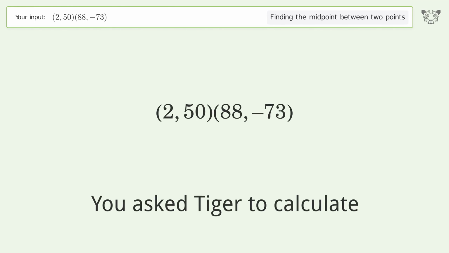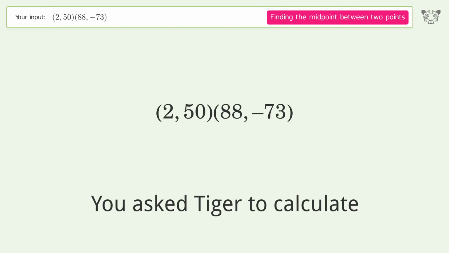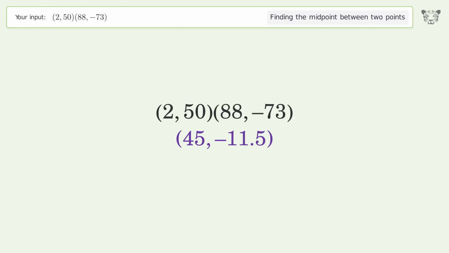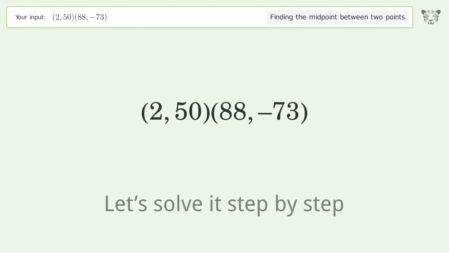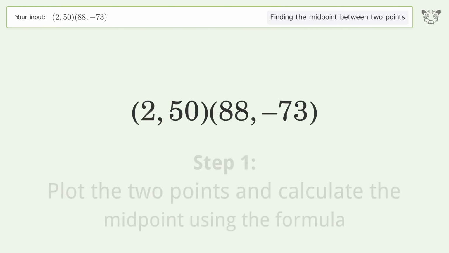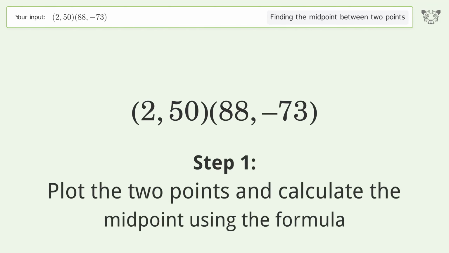You ask Tiger to calculate. This deals with finding the midpoint between 2 points. The midpoint between the 2 points is 45, negative 11.5. Let's solve it step by step. Plot the 2 points and calculate the midpoint using the formula.